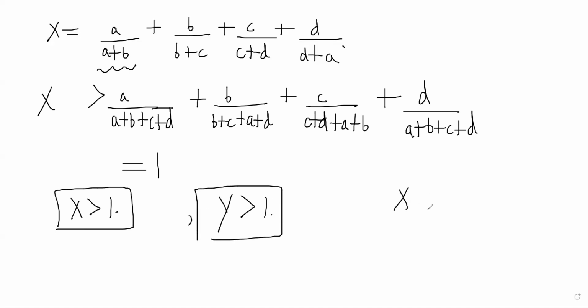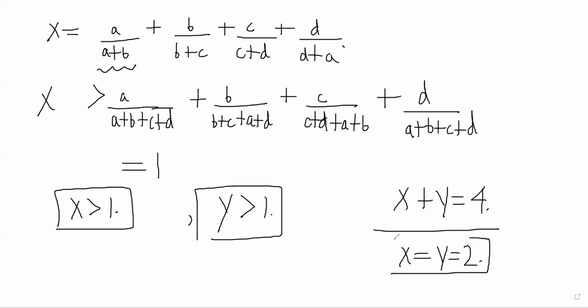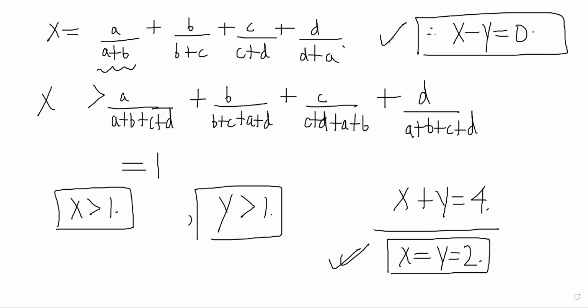And if x and y are greater than 1 and x plus y is equal to 4, then it is obvious that x is equal to y is equal to 2. There is no other option, right? So we have realized that x and y are both equal to 2. Therefore, x minus y must be equal to 0, right? So now what we will do is, because x minus y is equal to 0, we'll just simplify it.